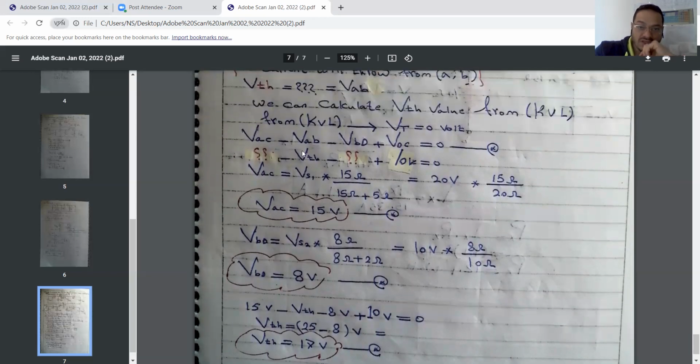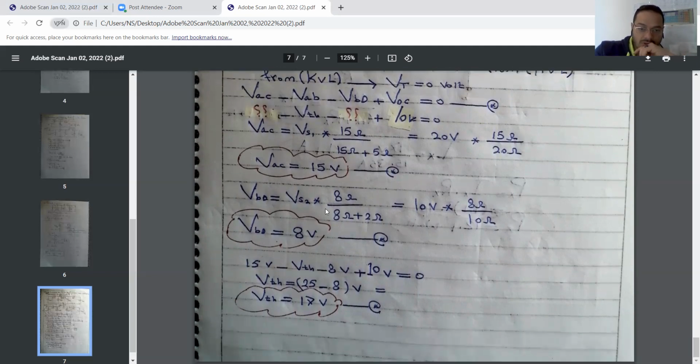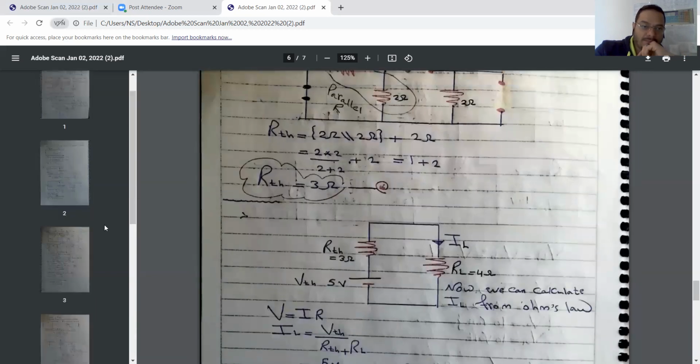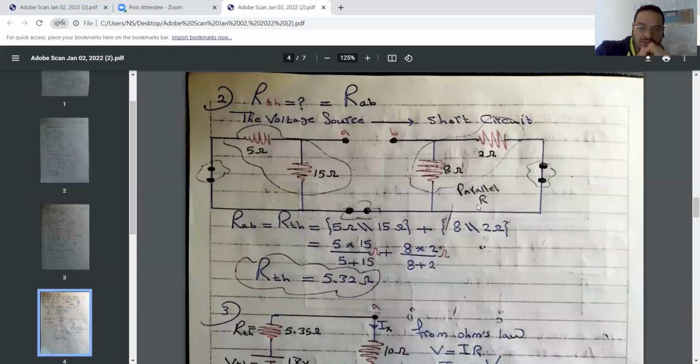Now we can use the Kirchhoff voltage law, yes, because we calculated the two, VAC and VBD. VAC equals 15 volts, VBD equals 8 volts. Here we have just one unknown element, VTH or VAB, to be equal 17 volts. Now let me come back to here.